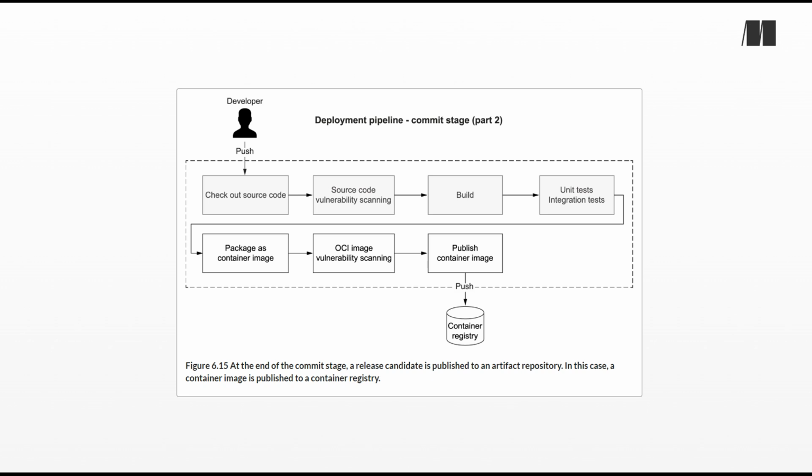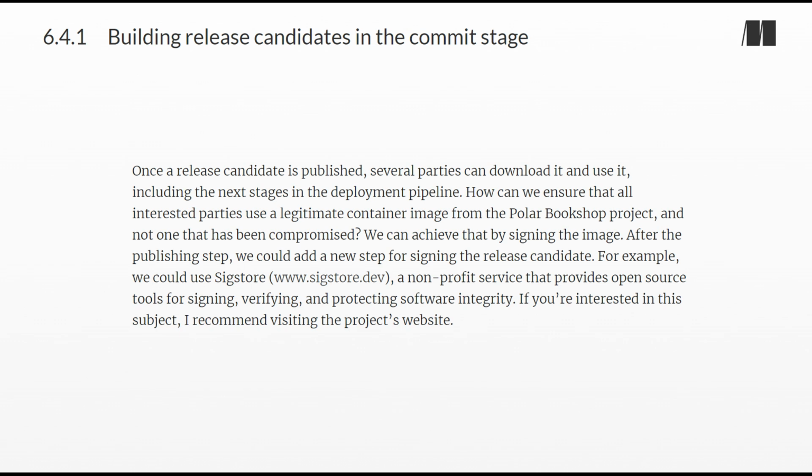Figure 6.15 illustrates the new steps we will add to the commit stage for building and publishing a release candidate. Figure 6.15. At the end of the commit stage, a release candidate is published to an artifact repository. In this case, a container image is published to a container registry. Once a release candidate is published, several parties can download it and use it, including the next stages in the deployment pipeline. How can we ensure that all interested parties use a legitimate container image from the Polar Bookshop project and not one that has been compromised?